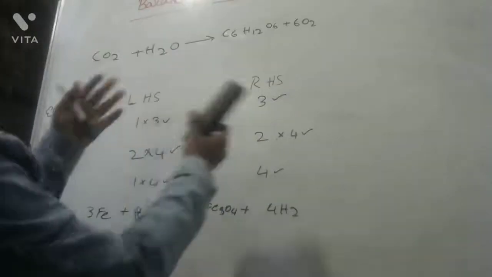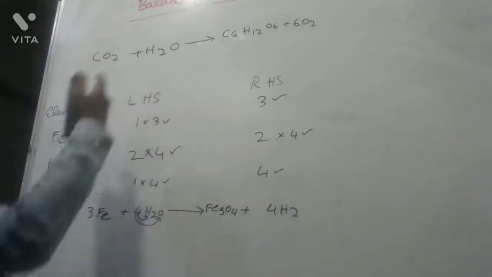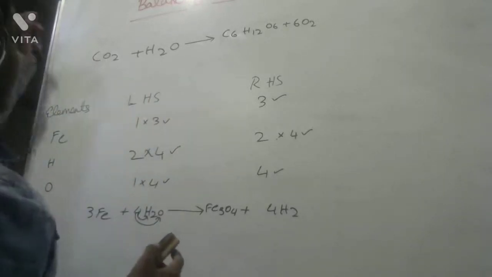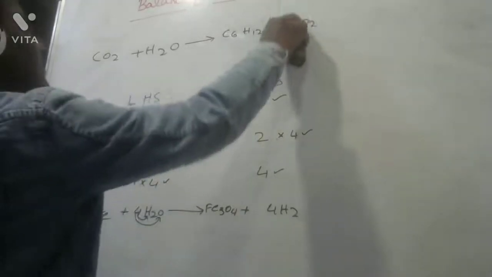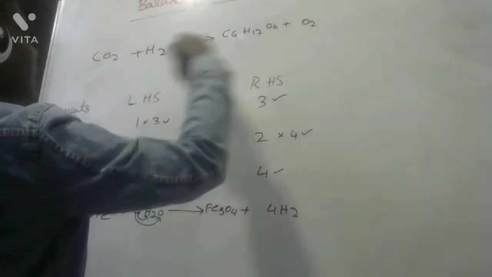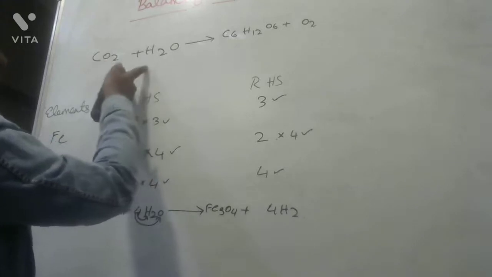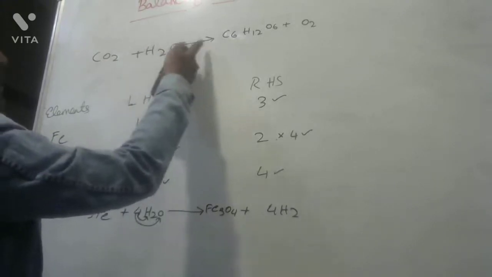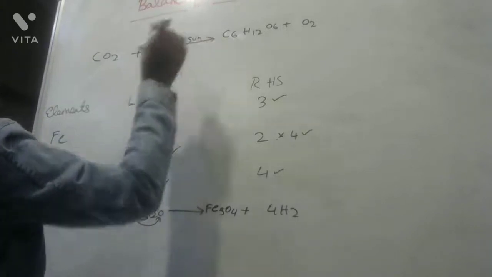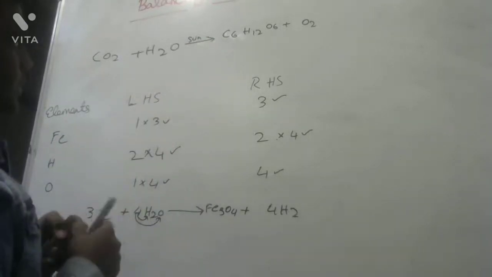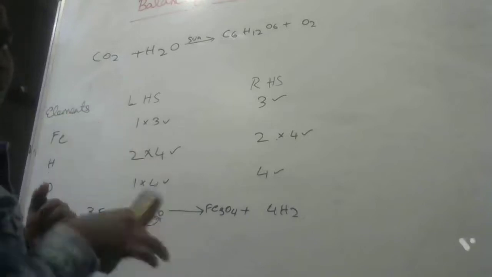The next equation that we have is the photosynthesis equation. CO2 plus H2O gives C6H12O6 and O2. So CO2 and H2O, in the presence of sunlight, which I have not written here, give rise to C6H12O6, that is glucose, and oxygen.